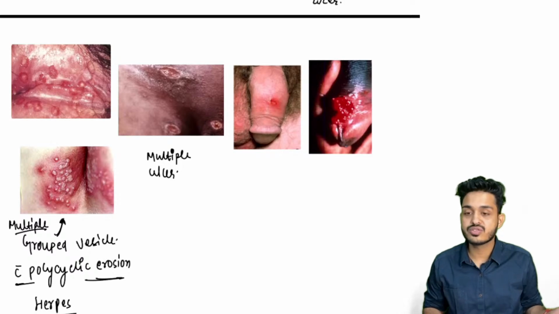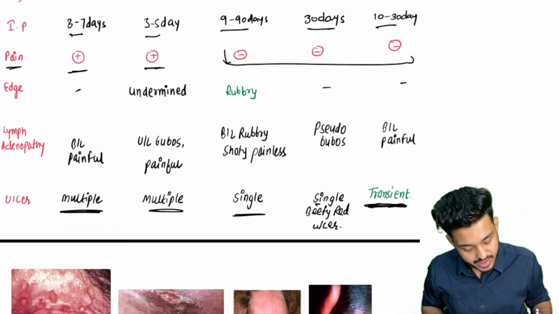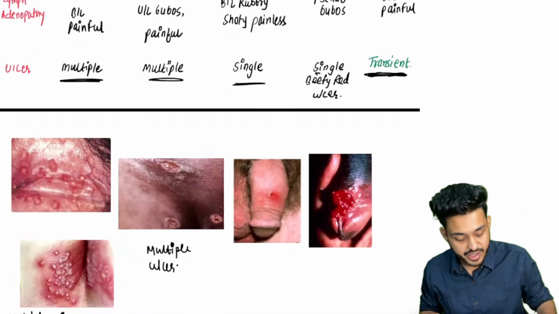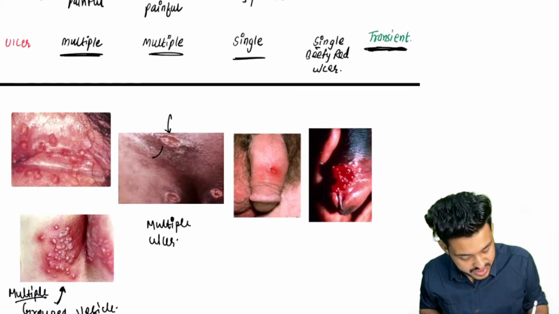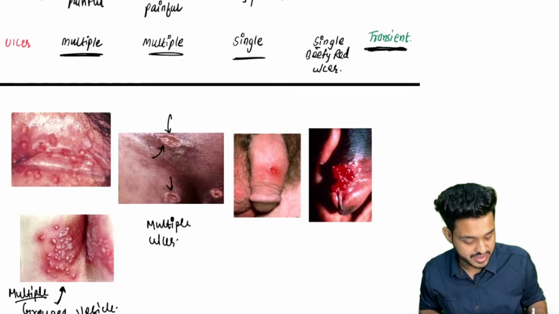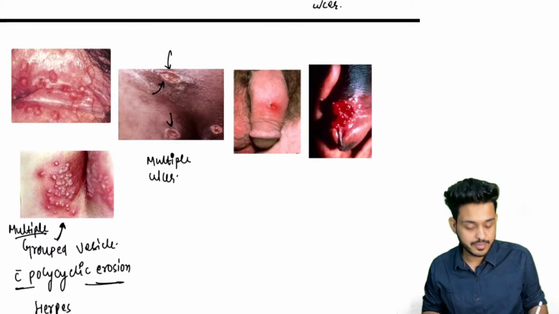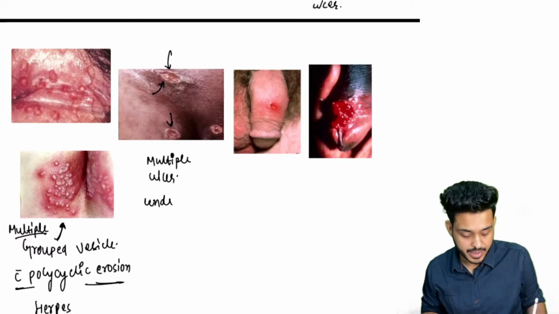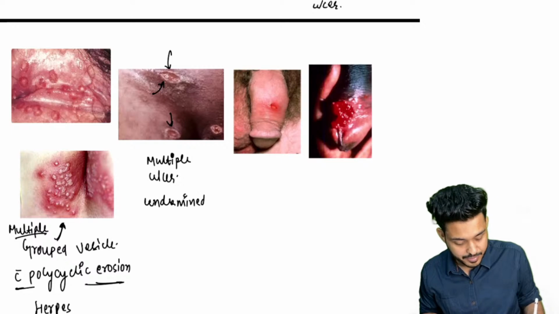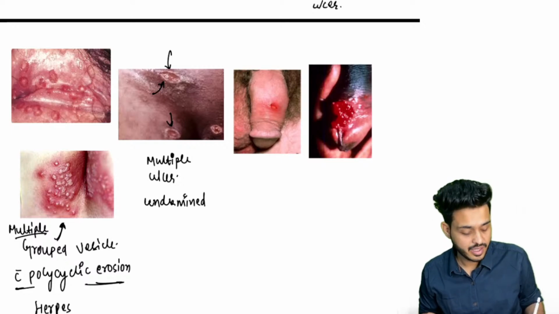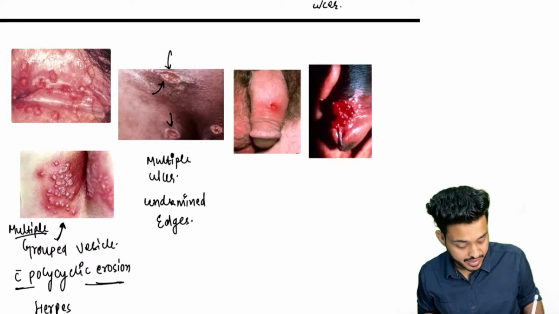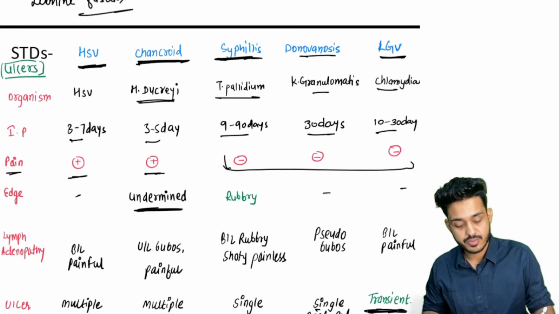Synchroid, you will also find multiple ulcers, but look here, the edges are undermined. Look here at the edges, guys, these are the undermined edges. Multiple ulcers, but they are having undermined edges. So these are the certain pointers that you should be remembering. If undermined edges are mentioned, then that would be your chancroid.